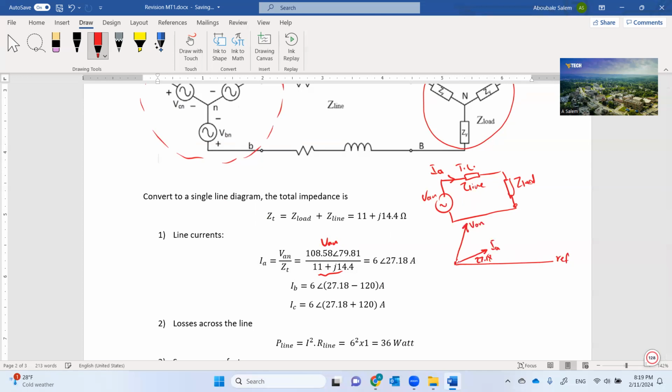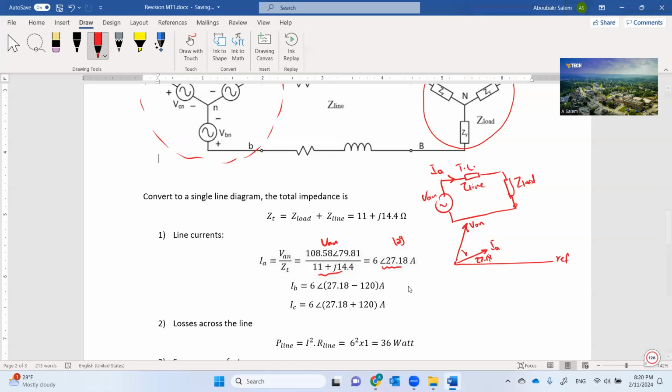So again, from this figure, guys, is the current lagging or leading V? For sure, it's lagging V. So although the angle here is positive, we said the power factor is lagging. It's lagging V because the angle of V is higher than the angle of I. The V angle is around 80 degrees and this is 27. So this means I is lagging V.